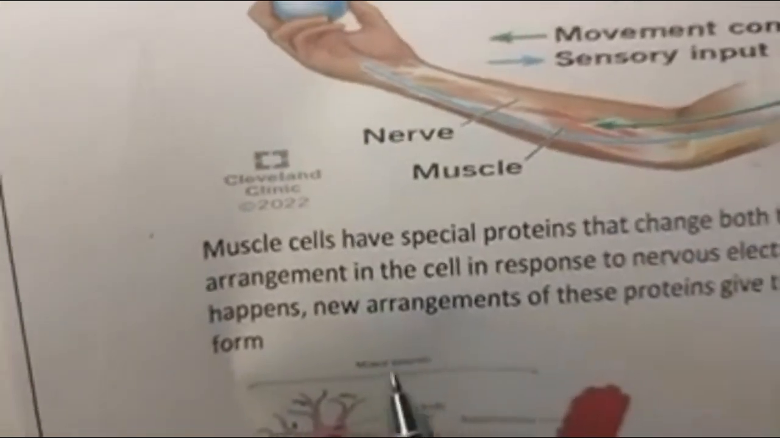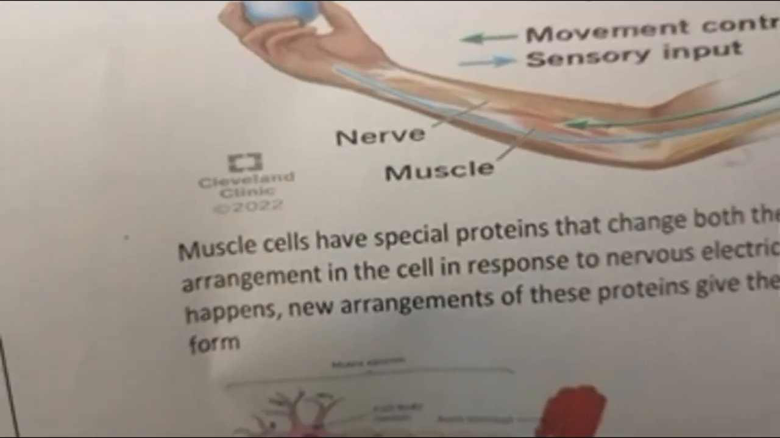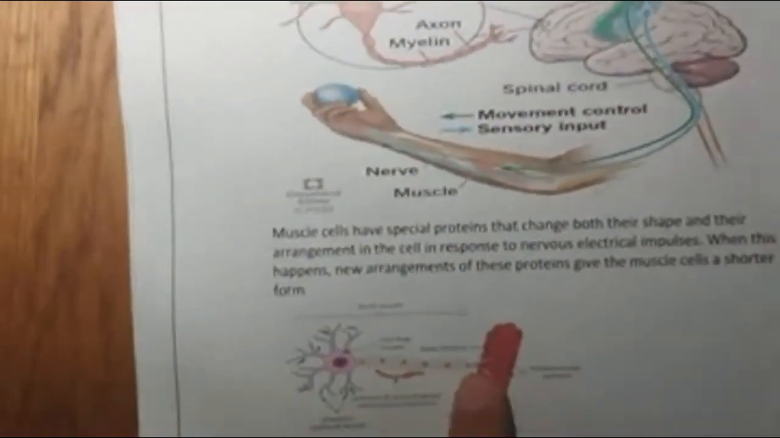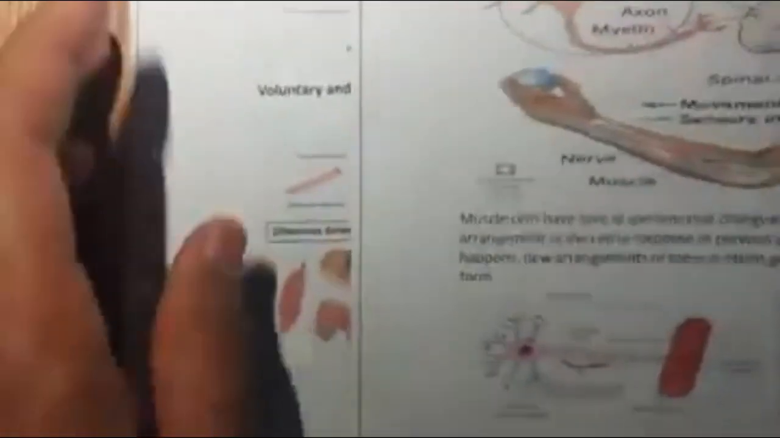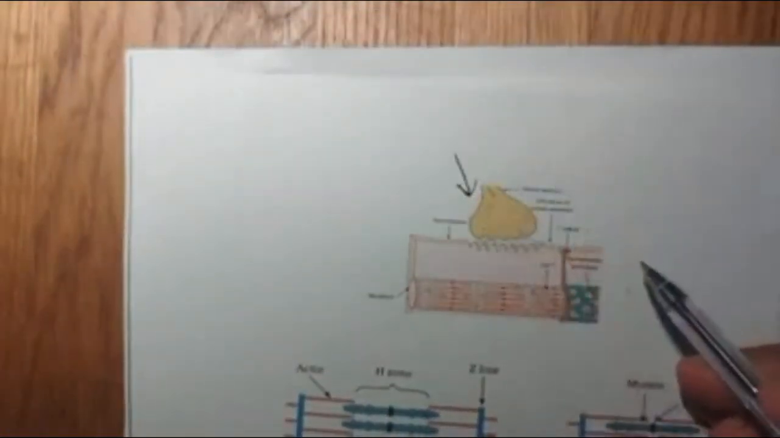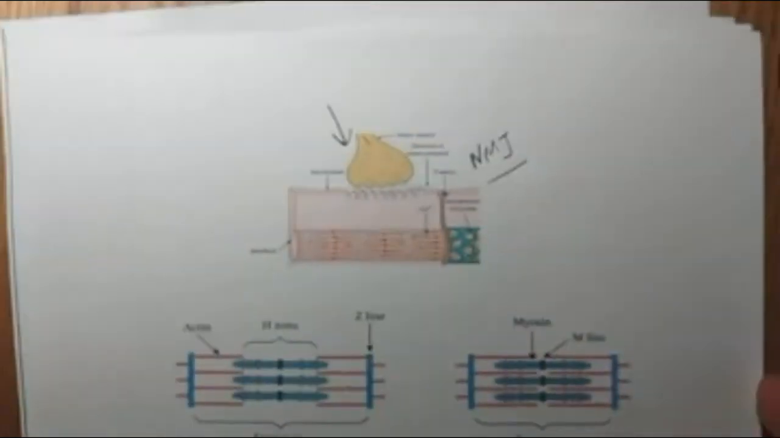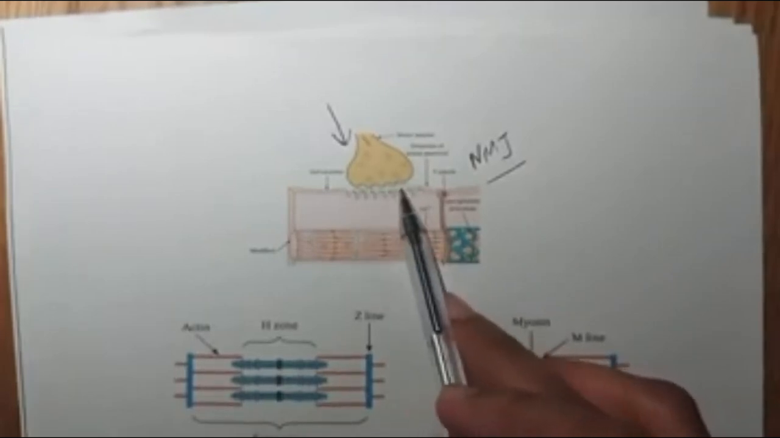When this happens, the new arrangement of these proteins gives muscle cells a shorter form. So muscles shorten after the nerve impulse comes, so they contract, and that's how they perform the action. I'll show you this in more detail here. The nerve impulse, the electrical impulse, is coming from the brain or spinal cord. This is a neuromuscular junction. The electrical impulse causes release of chemicals at the neuromuscular junction.